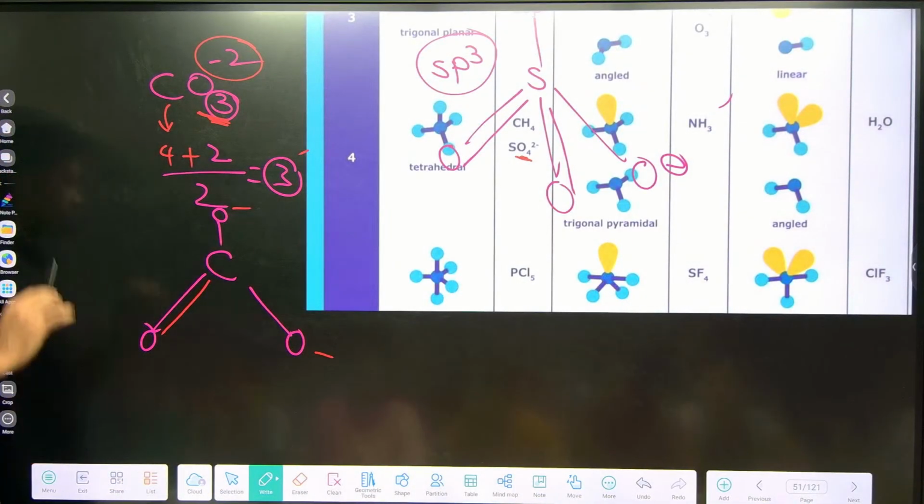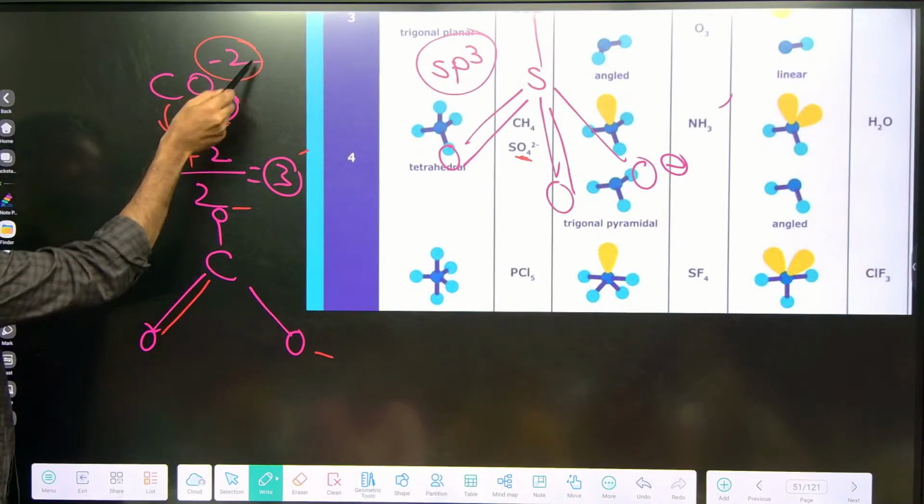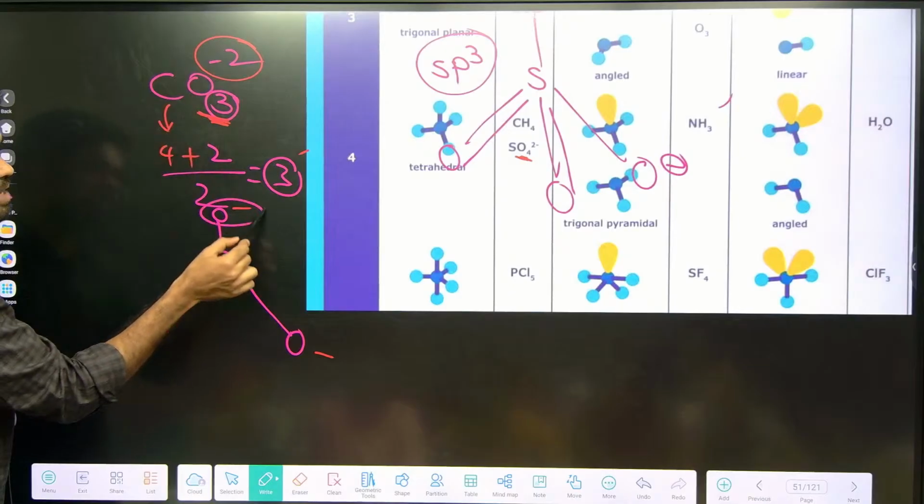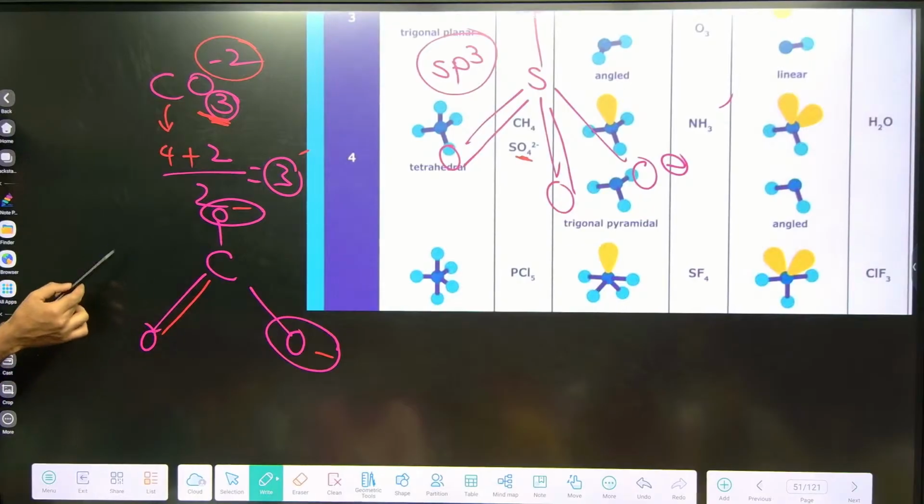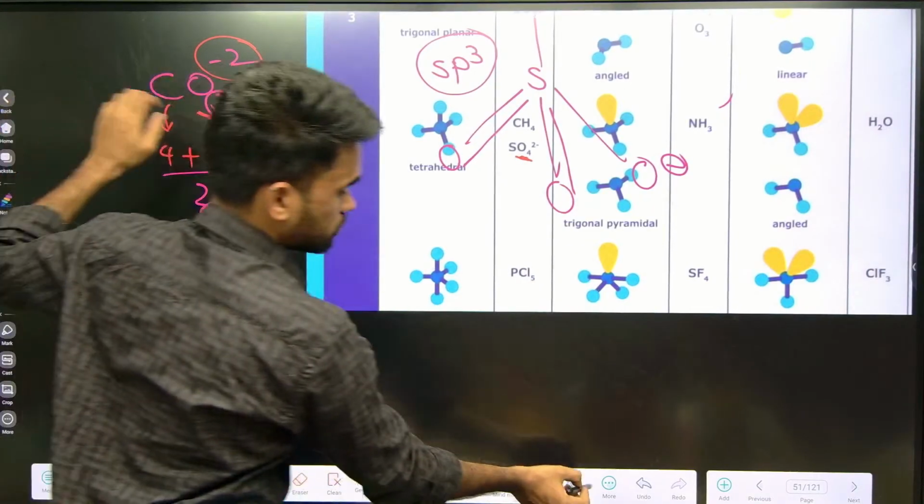Is it valence satisfied, everything in the structure? Minus 2 charge is there now. So one minus charge on one oxygen and another one here. Carbon is balanced with the 4 bonds. Is this clear or not? Yeah. So now, like this.